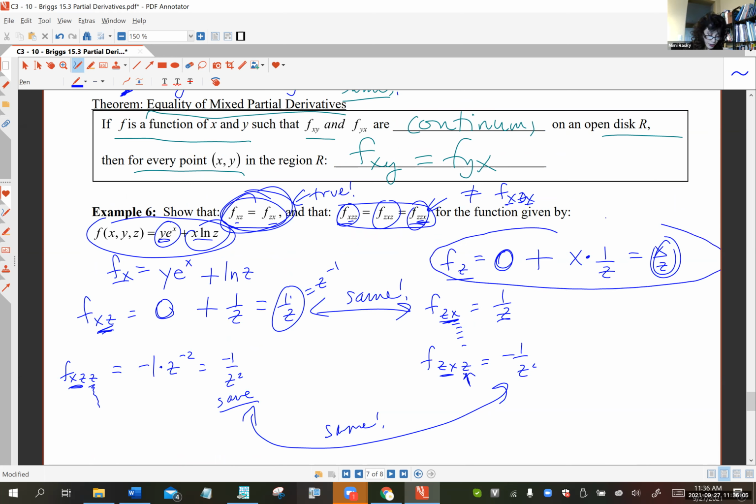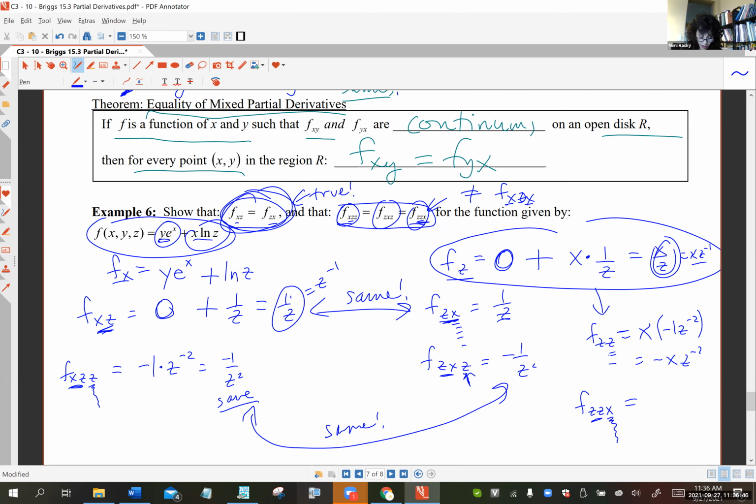So what we're going to need to do is we have to go get fzz first because we never got fzz. So fzz is the derivative of fz with respect to z. So if I rewrite fz as x z to the negative 1, and then I take the derivative of x z to the negative 1 with respect to z, x looks like a constant multiple, so copy it down for the ride. And then we have negative 1 z to the negative 2 there. I'll rewrite this a little bit nicer. There's fzz. And now I can go get fzzx, which means take the derivative of fzz with respect to x.